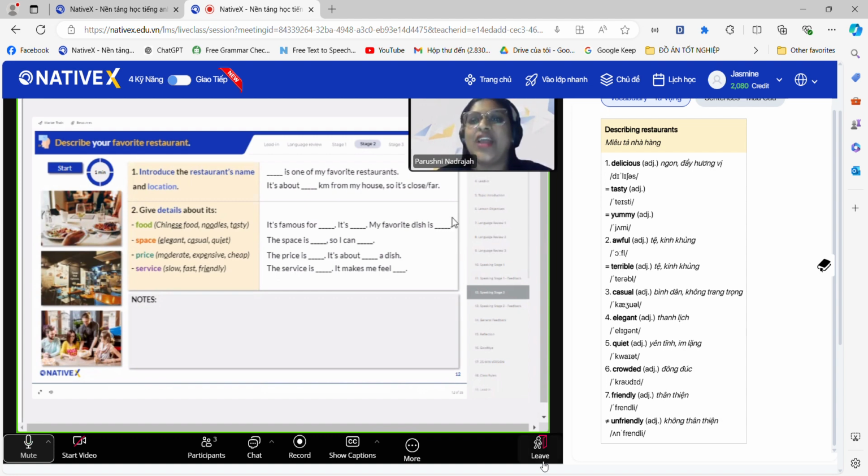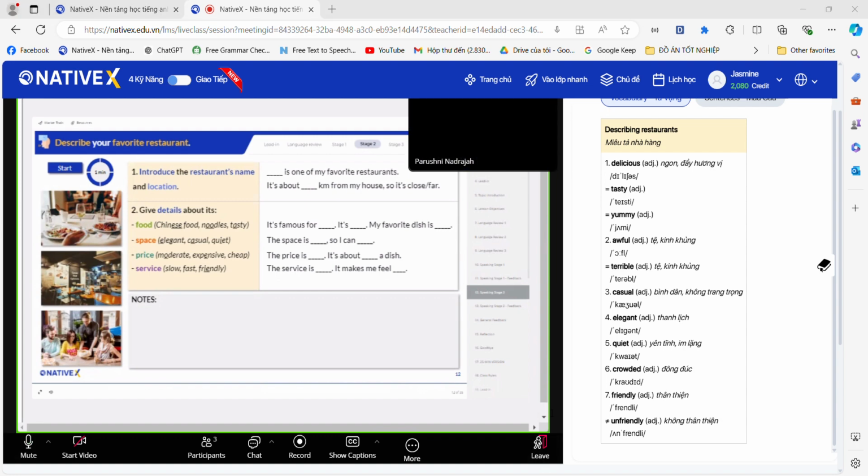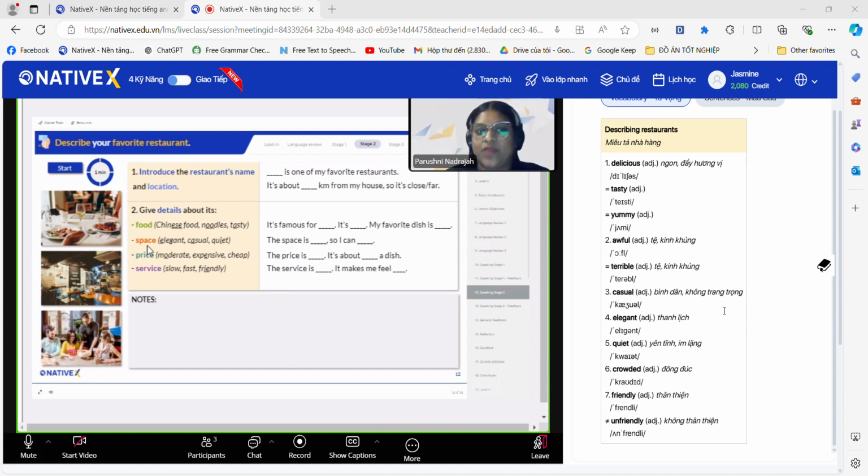Okay, good. So now you will describe that restaurant. To describe your restaurant, first introduce the restaurant's name. Say how far it is and give details about the food, space, price, and service. You have 1 minute to prepare for this, but before you do, I'm going to give you an example of how you can say it.